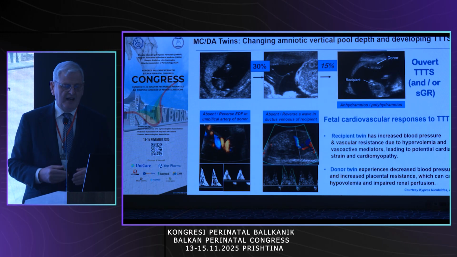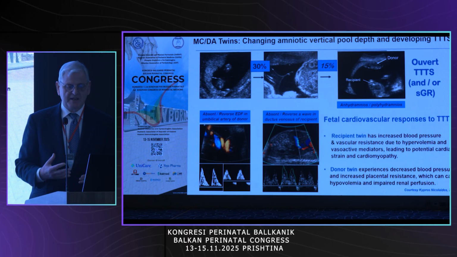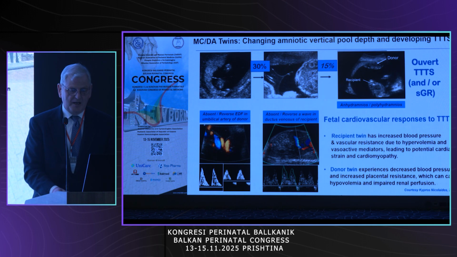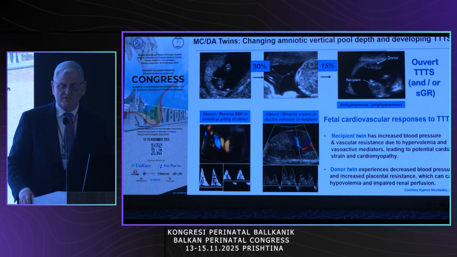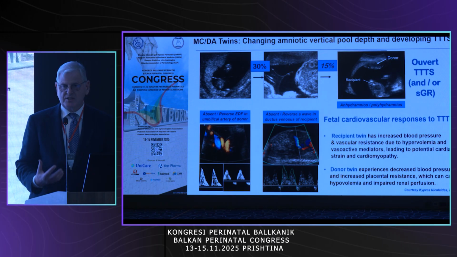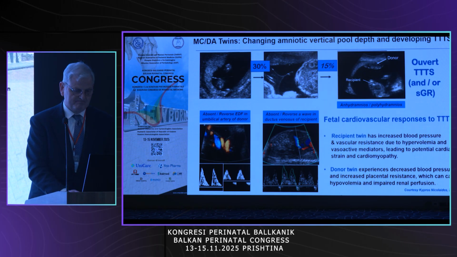And the recipient twin has a progressive increase in blood pressure and vascular resistance due to hypervolemia, and releases vasoactive mediators into the circulation, leading to cardiovascular strain in the recipient and a potentially reversible cardiomyopathy. Whereas the donor twin experiences decreases in blood pressure and increased placental resistance that causes impaired renal perfusion and oligohydramnios.